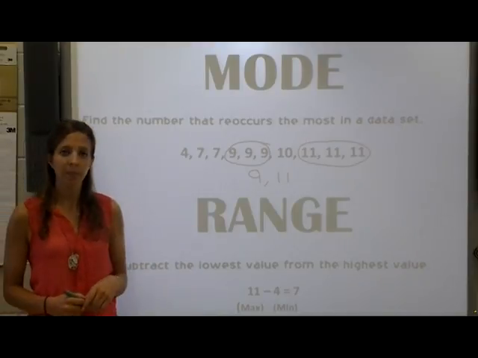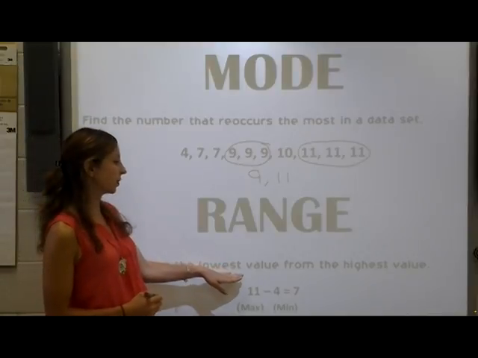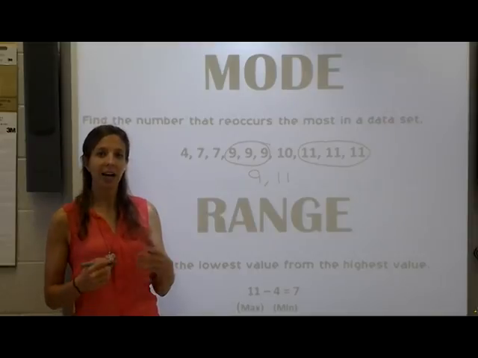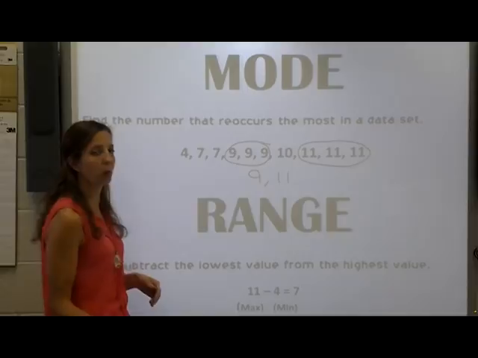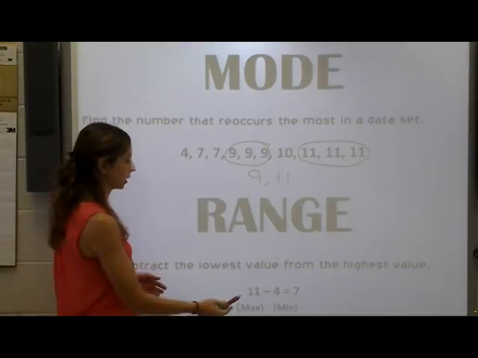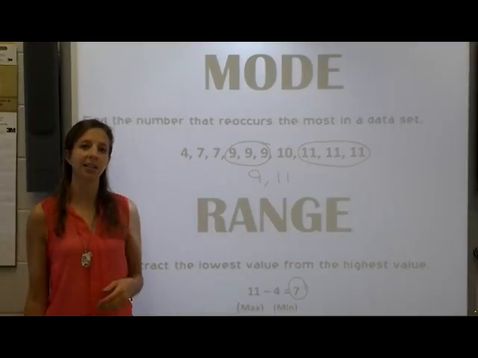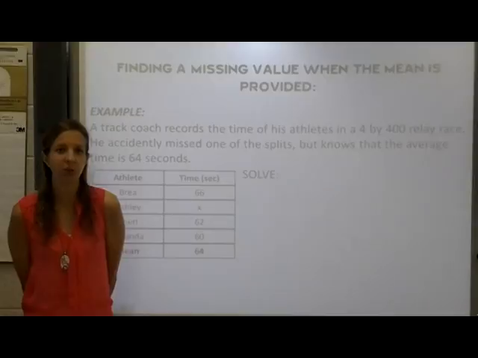Finally, let's talk about the range. The range is where you subtract the lowest value from the highest value. So we're going to subtract 11 minus 4, 11 being the most wins, 4 being the minimum amount of wins. 11 minus 4 is 7, so that is our range. Let's take a look at a few problems that deal with our measures of central tendency.